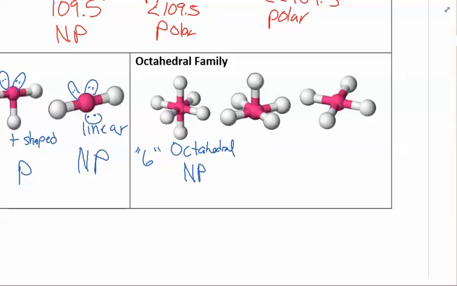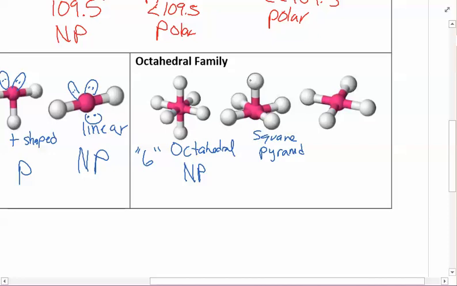This one is referred to as a square pyramid. If you were to connect the lines here, it would end up having a 4-sided pyramid as opposed to all the other ones which were 3-sided pyramids. And we have electrons down here. So this is polar.